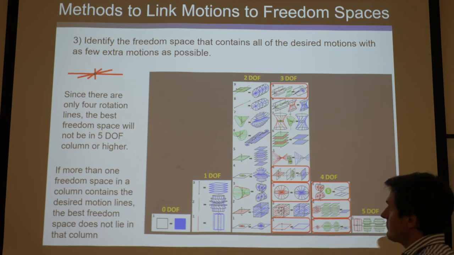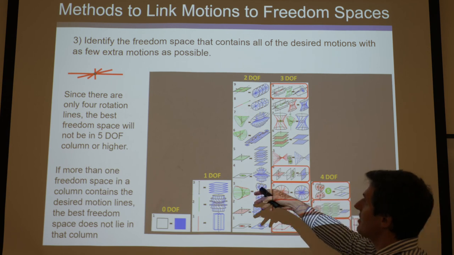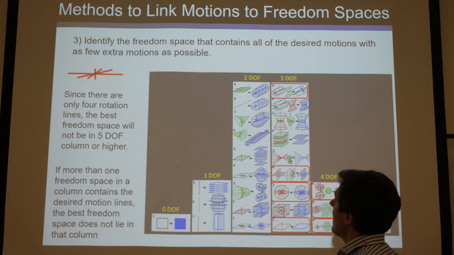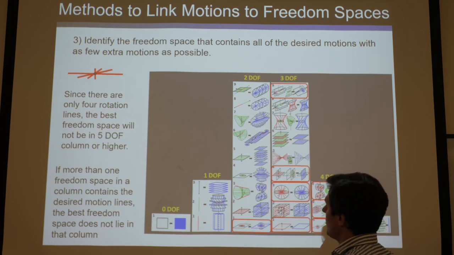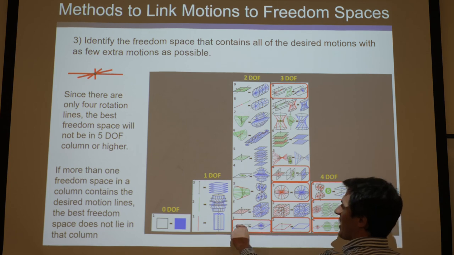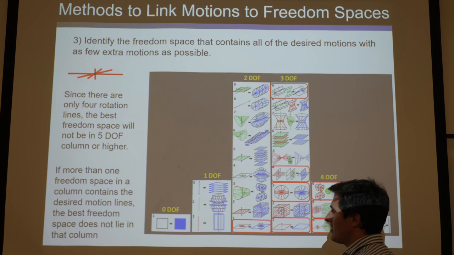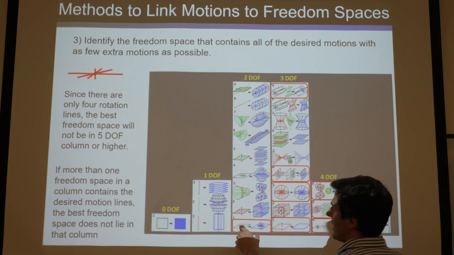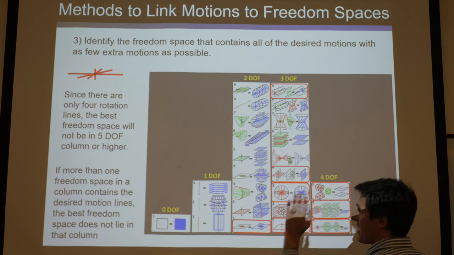Okay, then you get to the two. So already you know, just by deduction, that this has two DOFs or less. And so then you try and find it here. No. Yep, that's the only one. So because you found a column that has that, and it's the only one in that column, that is the correct freedom space. It has all the motions you want because it's inside of it, but it has as few extra motions as possible. So this is the best one to do, and then you're done, right?